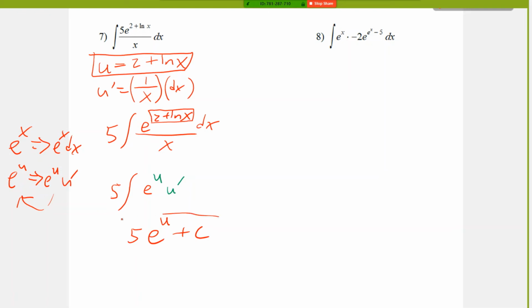Okay. And then last one, next in my order is Niall. So last one for 8, what is my u? E to the x minus 5? Okay. If I derive that, what will happen?